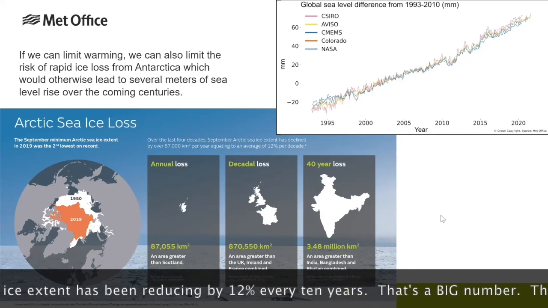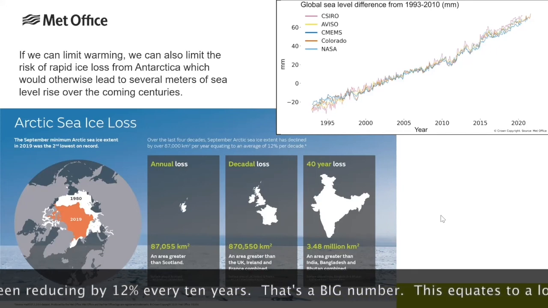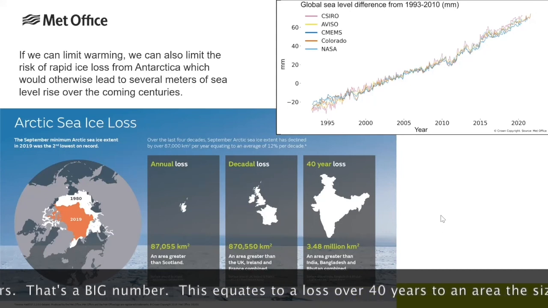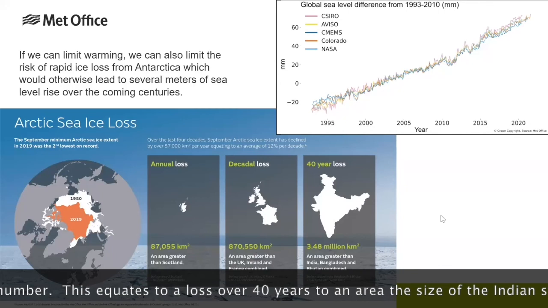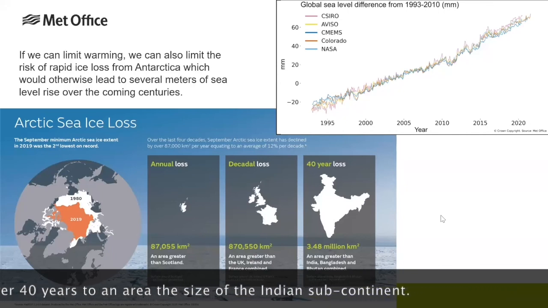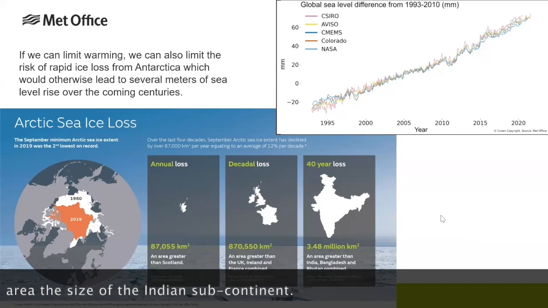And what the maps here show you is to give you some sense of what that means. So every year, on average, we're losing an area the size of Scotland. Every 10 years over those 40 years, we're losing an area equivalent to the UK and France. And over the whole 40-year period, the Indian subcontinent. So we're losing very large fractions of Arctic sea ice.